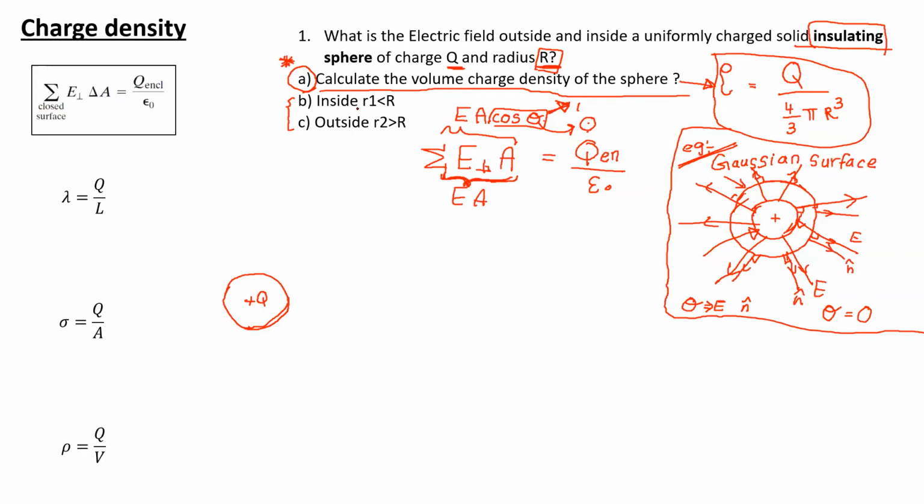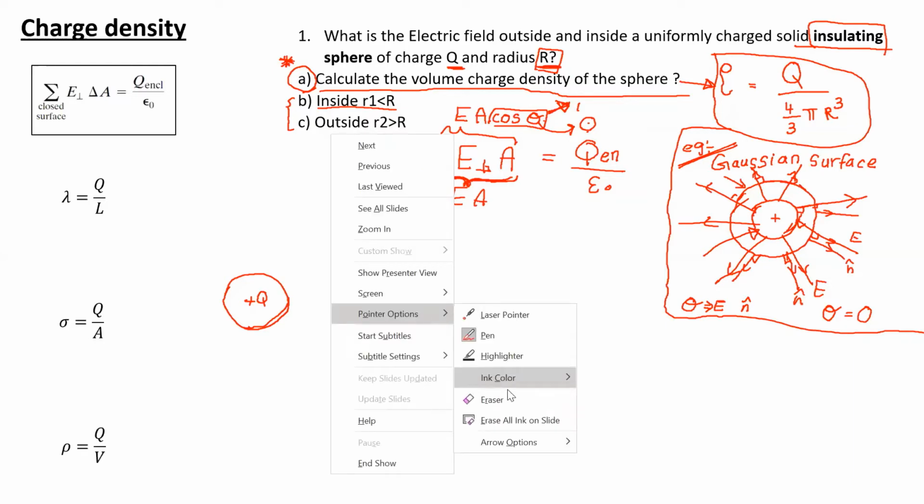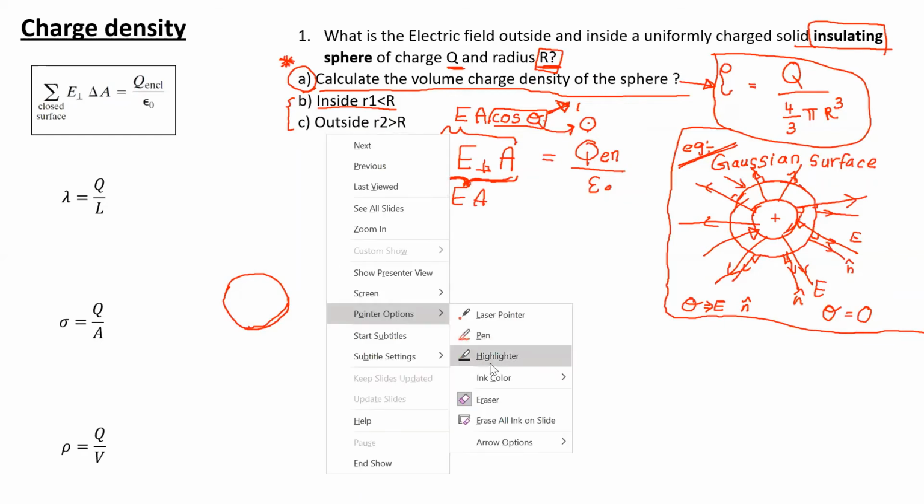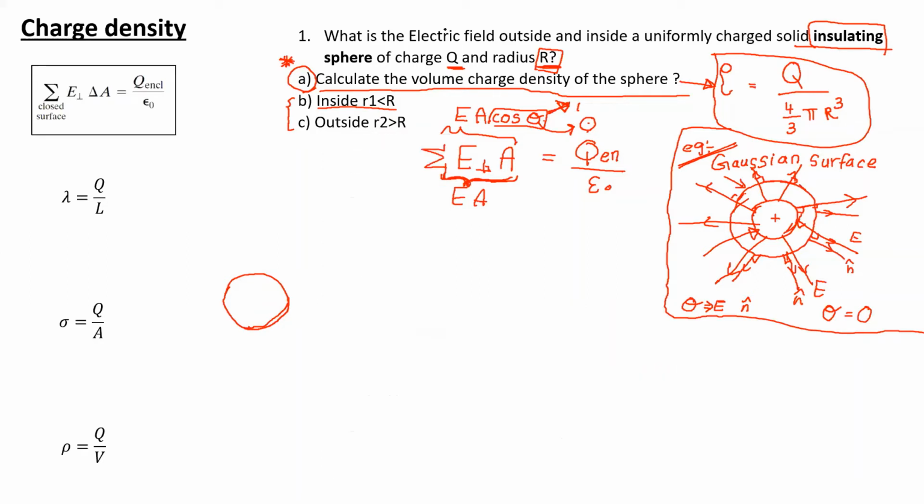Okay, good. So the next part is part B. They are asking us to find the electric field inside the sphere. So I'm going to use a different color. They're asking us to find the electric field somewhere here, right? Which is inside the sphere. So my R1 is smaller than capital R.